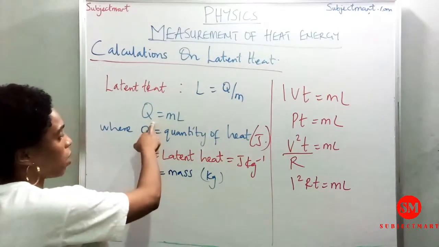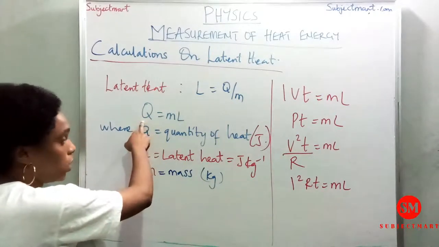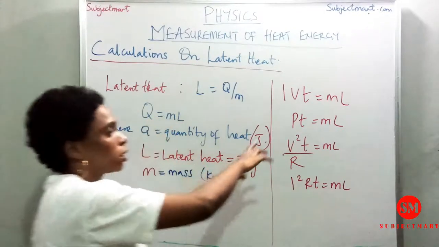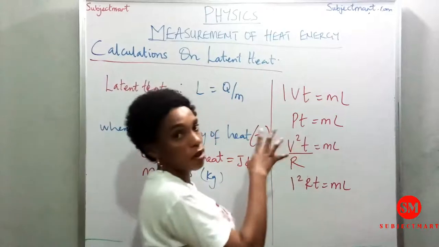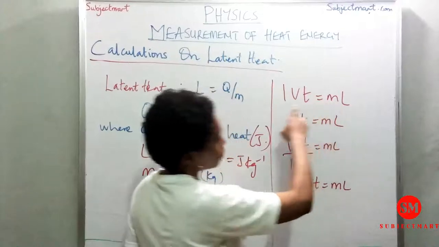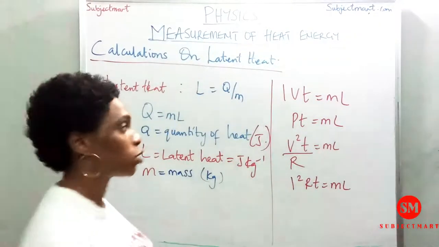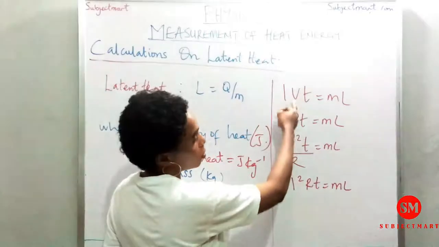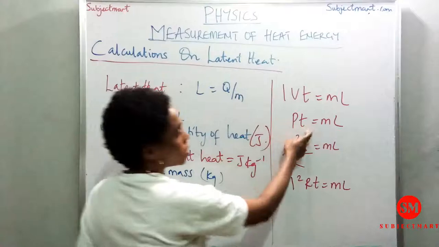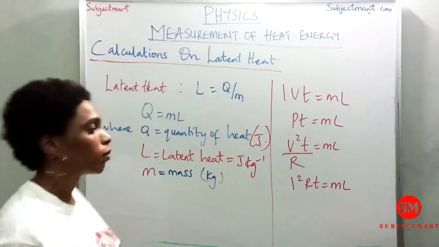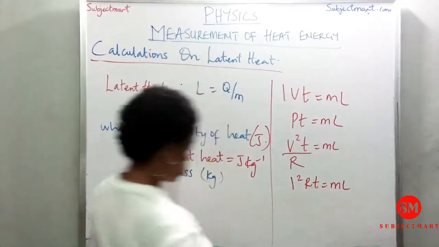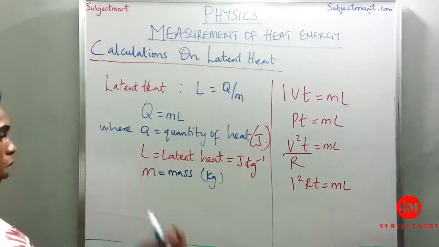Here we said Q is equal to mL. Quantity of heat is equal to mL. But in the case where the source of heat is via electricity, we have the first one, IVt is equal to mL. That means from the question, you'll be given current, you'll be given voltage and time. Or it could be Pt, if you are given power and time. It could be V squared t over R, it could be I squared Rt is equal to mL.